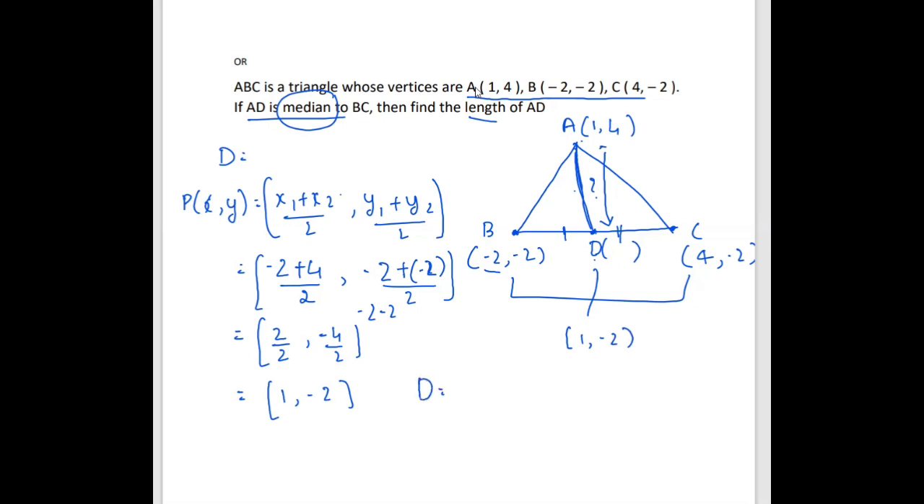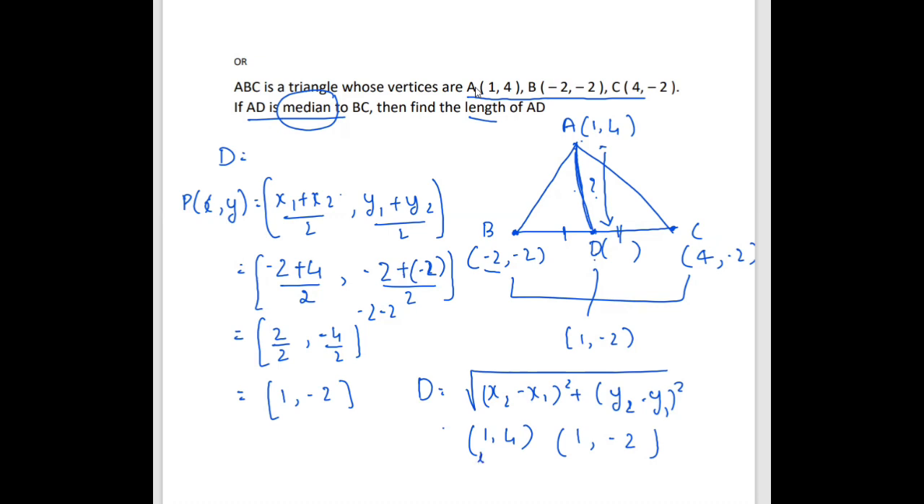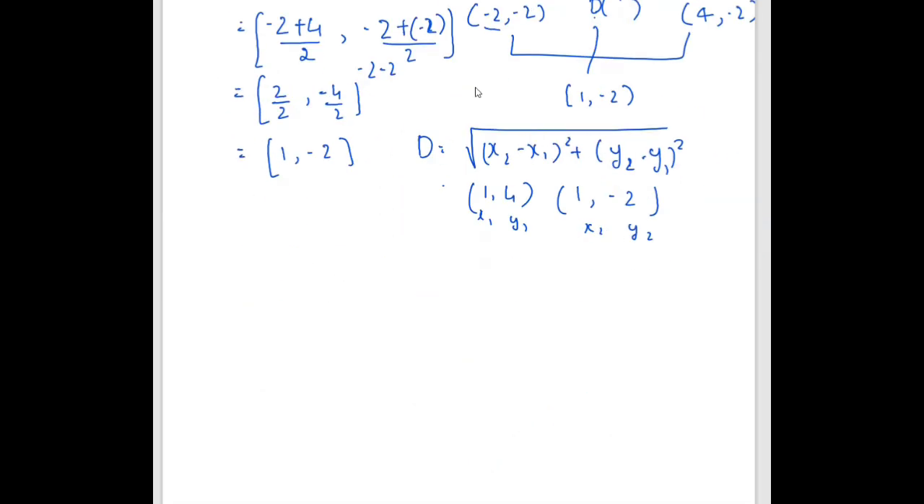What is the distance formula that we know? Square root of (x2 minus x1) whole square plus (y2 minus y1) whole square. So now be very careful. The points are (1, 4) and (1, -2). So these are the coordinates, right? Between these you have to find the distance. So now let's find the distance between these two points using the distance formula, with x1 y1 x2 y2.